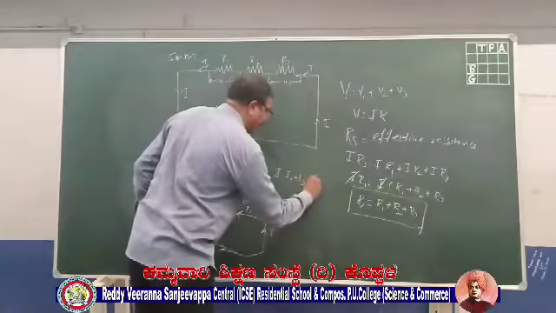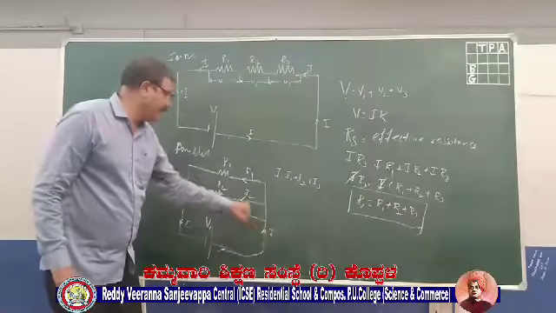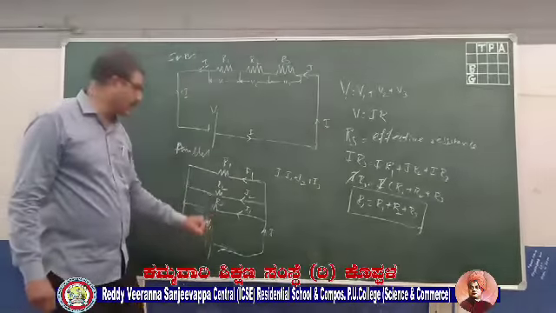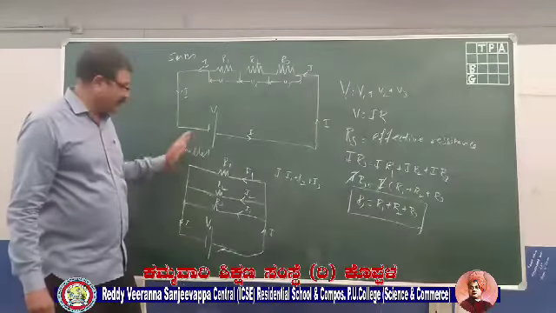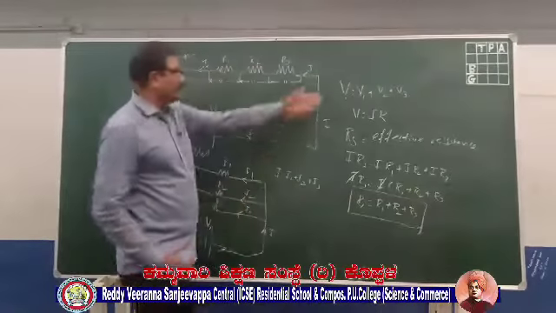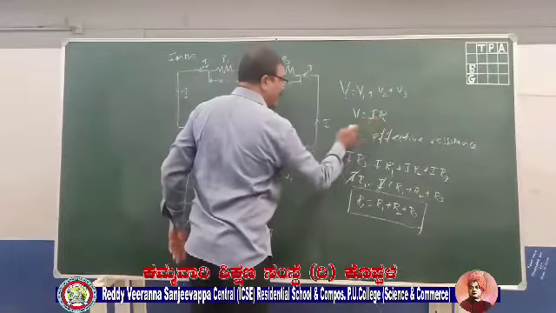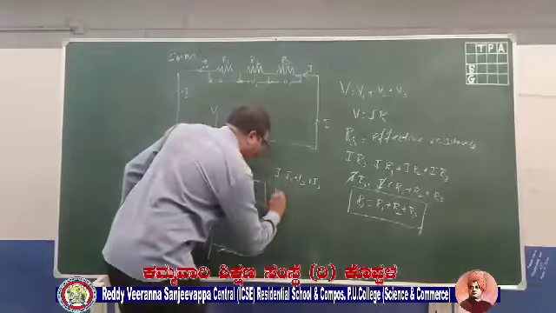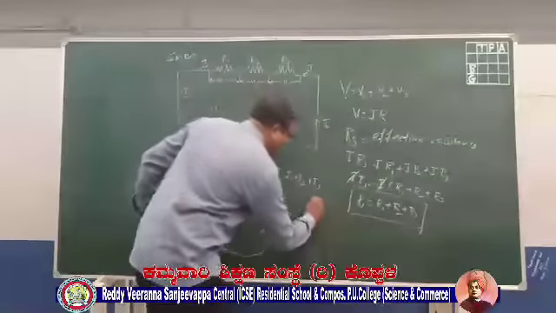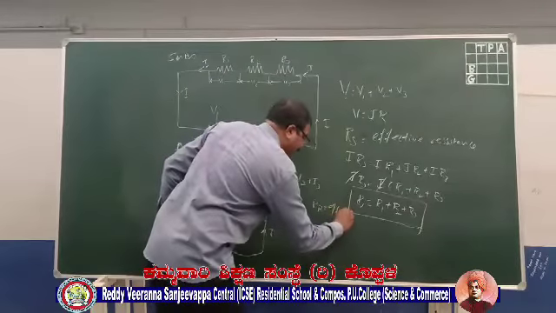I1 plus I2 plus I3. So what is the thing here? I have divided the current I into I1 plus I2 plus I3, but the total current is once again coming back to the cell, completing the circuit. So this I can be replaced by V by R. V divided by Rp, where Rp is the effective resistance of the parallel combination.